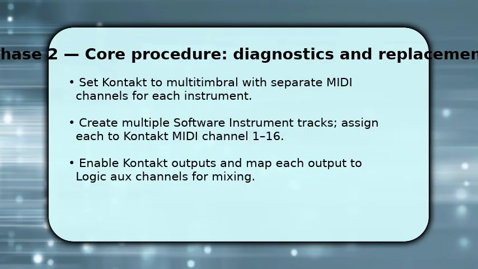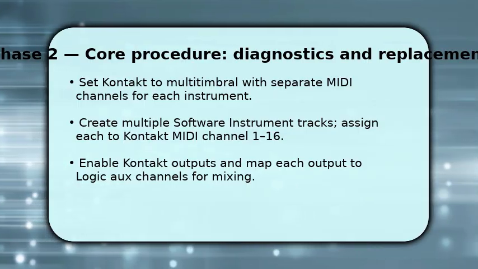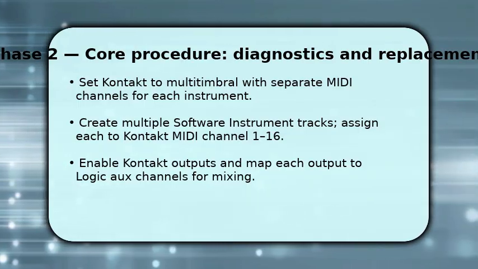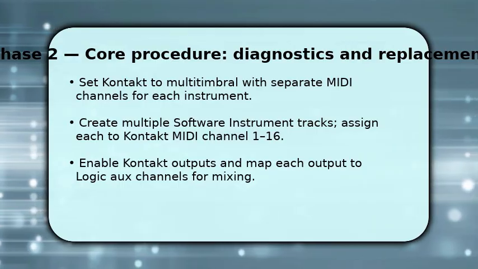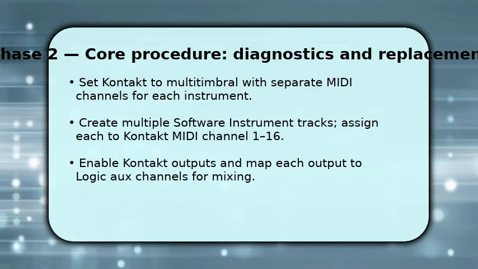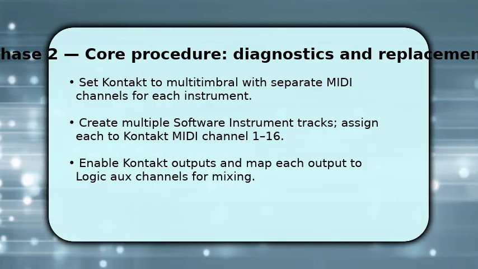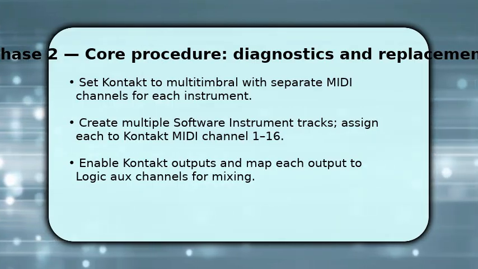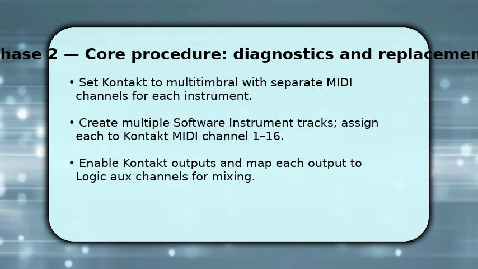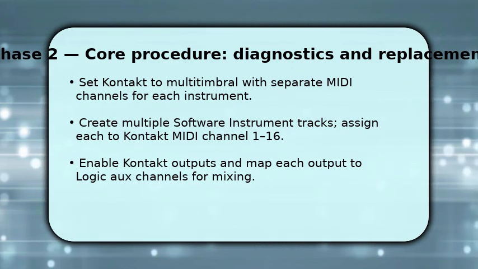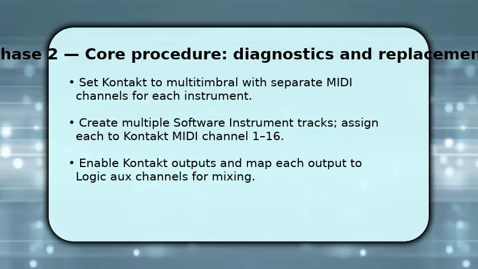Create additional software instrument tracks in Logic. Set each track's MIDI destination to the same Kontakt instance, but choose distinct MIDI channels. Then make sure Kontakt's outputs appear in Logic's mixer. Once visible, you can insert EQ, compression, or automation per instrument for focused control across the arrangement.